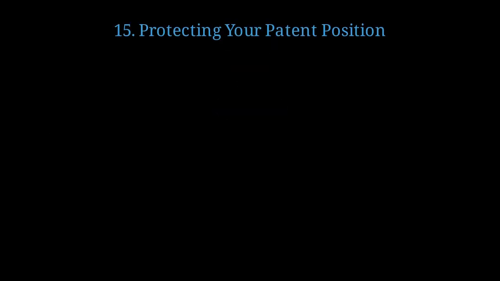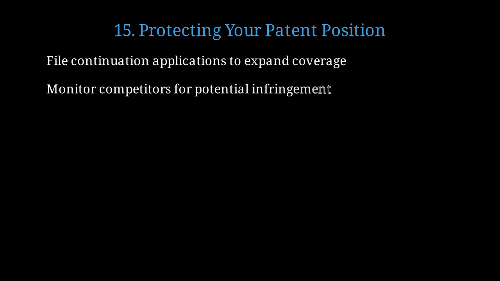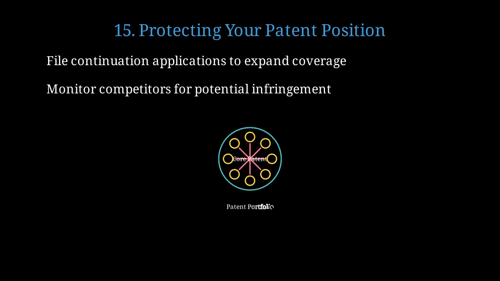Once you have a patent or license, ongoing protection is critical. File continuation patent applications to expand coverage as your technology evolves and new applications emerge. Actively monitor competitors for potential patent infringement. Early detection makes enforcement easier and less costly. Build a patent portfolio with a core patent surrounded by related patents covering improvements, applications, and manufacturing methods. Budget approximately $10,000 in maintenance fees over the 20-year life of a patent to keep it in force.